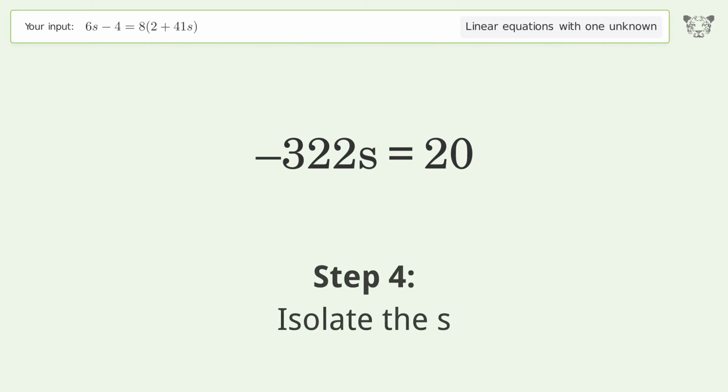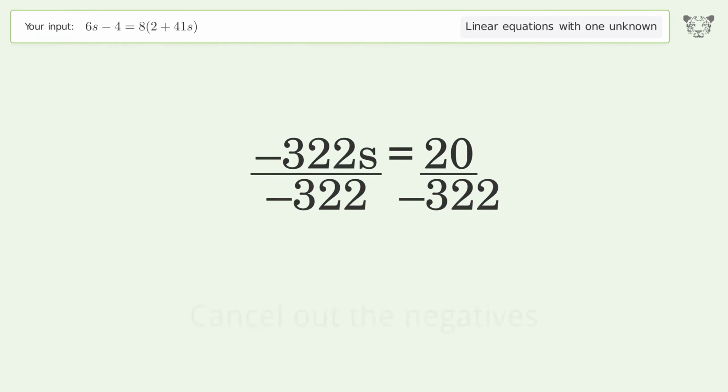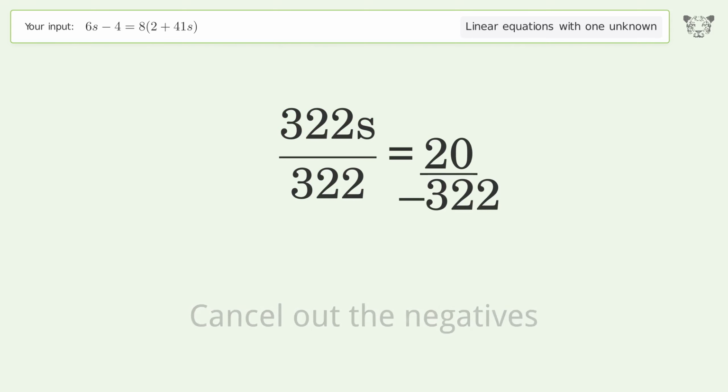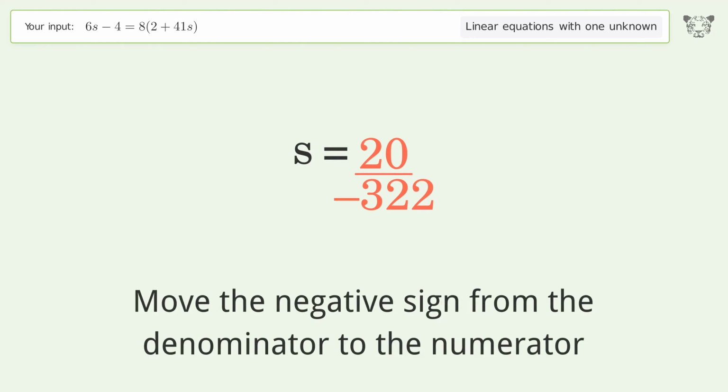Isolate the s. Divide both sides by -322. Cancel out the negatives. Simplify the fraction. Move the negative sign from the denominator to the numerator.